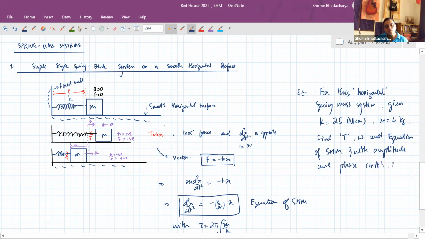If initially the spring is extended by 2 centimeters and the block released from rest.